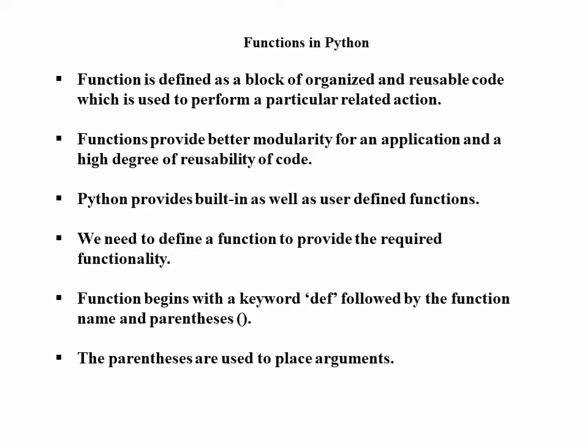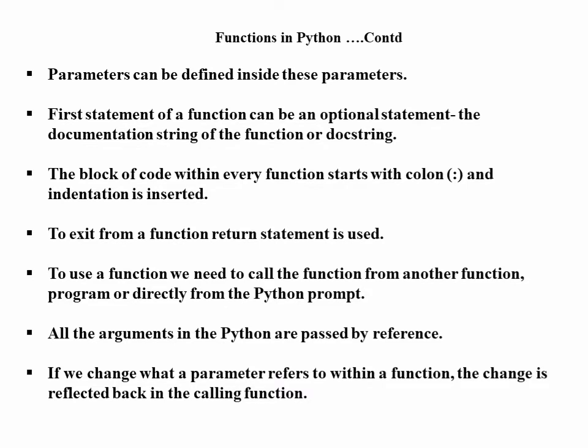In Python, a function begins with the keyword def followed by the name of the function and the parentheses. Parentheses are used to place arguments. Parameters can be defined inside these parentheses. The first statement of a function can be an optional statement, the documentation string of the function, or docstring. The block of code within every function starts with a colon and indentation is inserted. To exit from a function, the return statement is used.